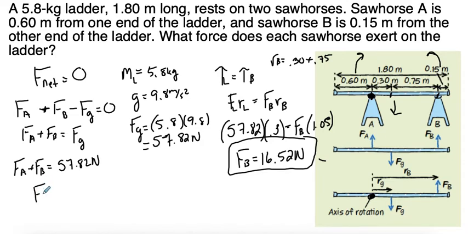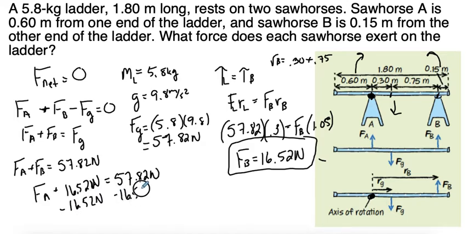Come back here. The force of A plus 16.52 newtons equals 57.82 newtons. We just minus 16.52 newtons from both sides, and we get the force of A is 41.3.